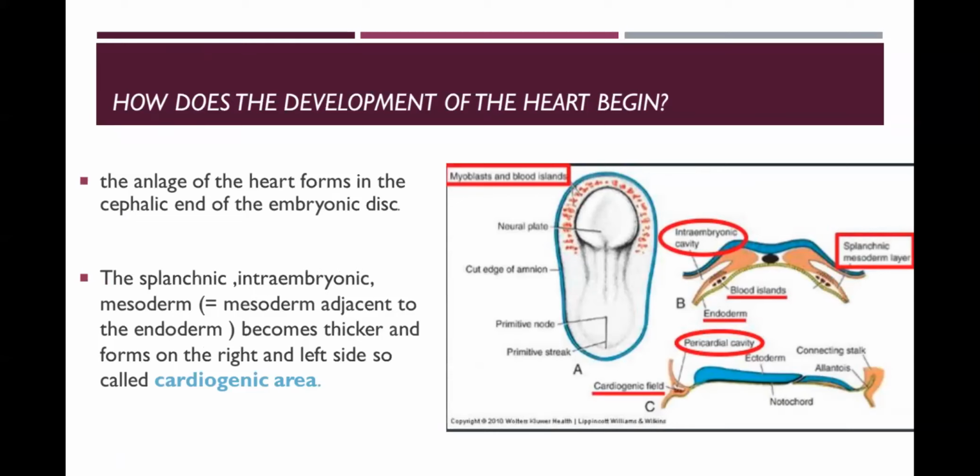The heart forms in the cephalic end of the embryonic disc. The splanchnic embryonic mesoderm, which is mesoderm adjacent to the endoderm, becomes thicker and forms the right and left sides called the cardiogenic area. Like in this image on the right, this is the embryonic disc. The blue one is the ectoderm, the orange one is the mesoderm, and the yellow one is the endoderm. Between the endoderm and mesoderm, it starts thickening and forms the cardiogenic area.